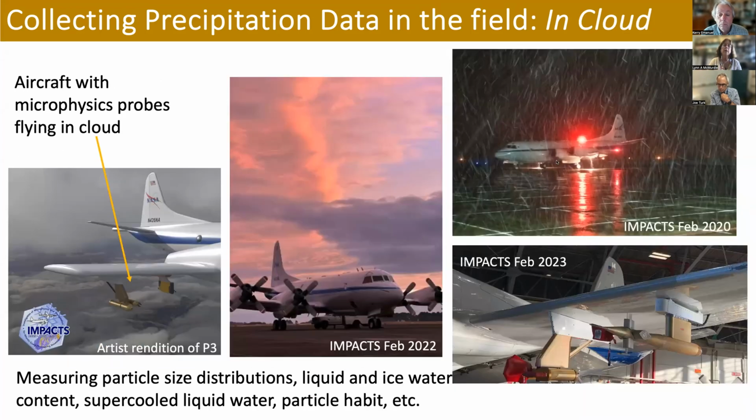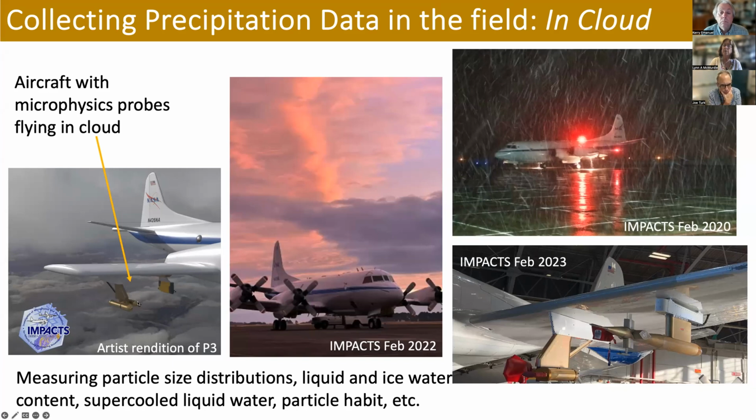But we also collect precipitation data by flying in the clouds themselves as the precipitation particles are being formed. And this is some aircraft. This is the P3 aircraft that I was recently involved with. And the actual instruments in this case are mounted to the wings, outside the two propellers here, so there's an artist rendition, and they're measuring as we fly in the clouds.